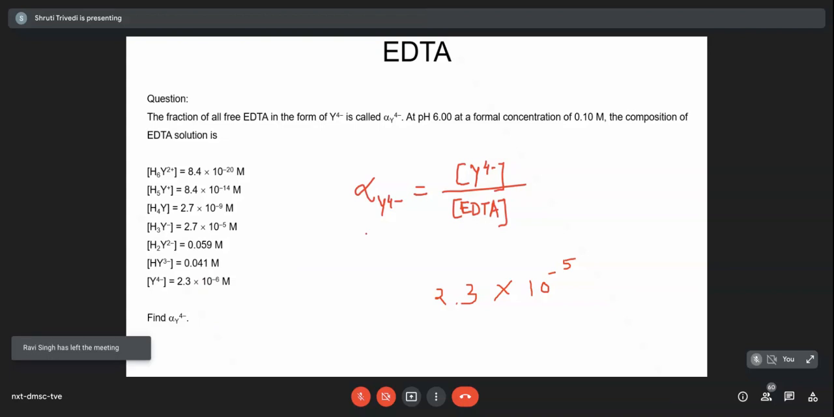And what you see is that if you keep on increasing the pH of the solution, these values differ, and you have different alpha Y4 negative. Suppose you take the concentration of EDTA at pH 11. In that case, you have a different alpha value, even more than that, because the fraction of the Y4 negative species is more after pH 10, as you have seen in the graph. So this is a very simple question. You can take a screenshot, or if you want, you can solve it right now.